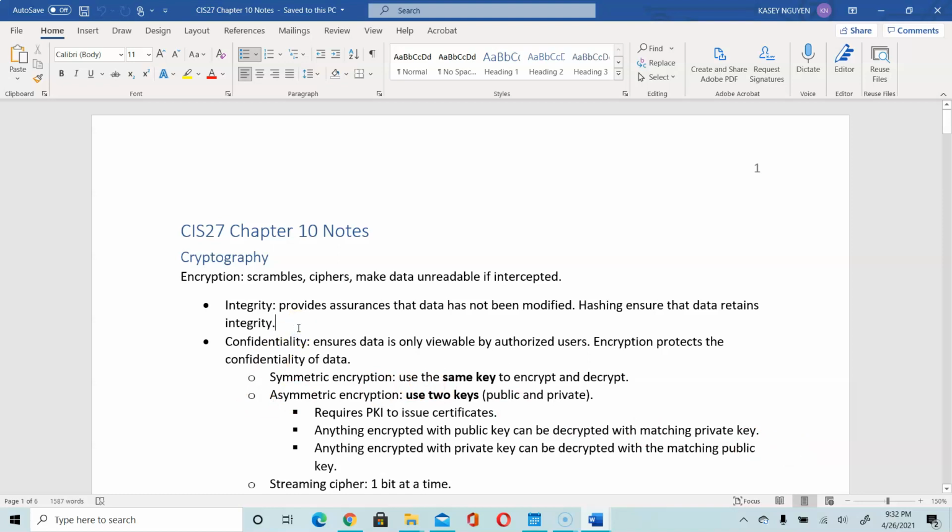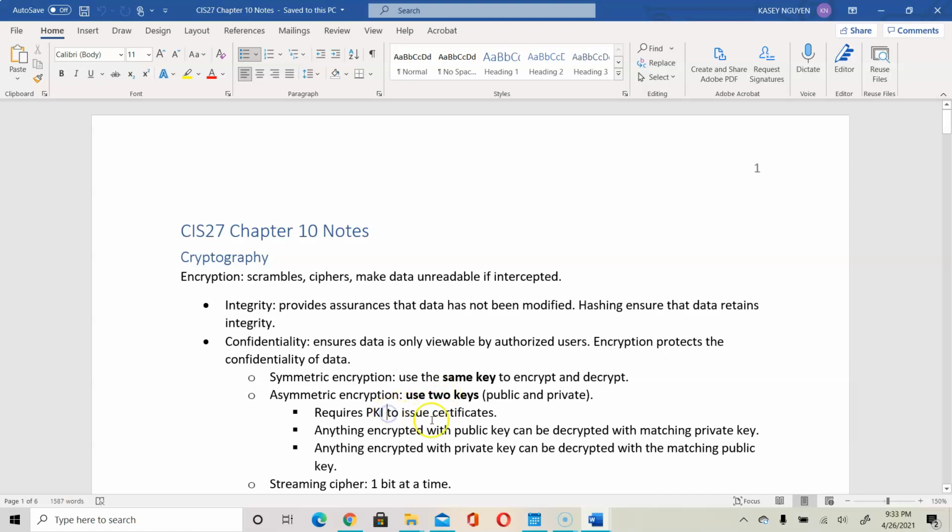The second area that encryption provides is confidentiality. It gives us a way to ensure that the data is only viewable and accessible by authorized users. So encryption allows us to protect the confidentiality of the data. In encryption, we have two categories, symmetric and asymmetric encryption. Symmetric encryption uses the same key to encrypt and decrypt. Asymmetric encryption uses two keys, a public and a private key. And this refers to PKI.